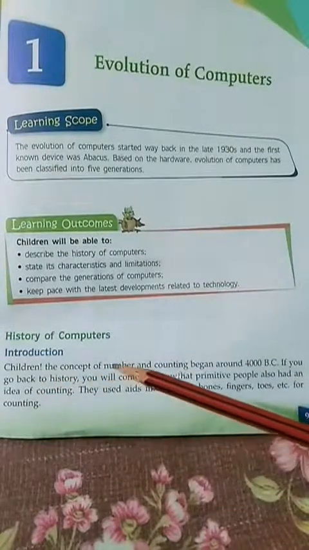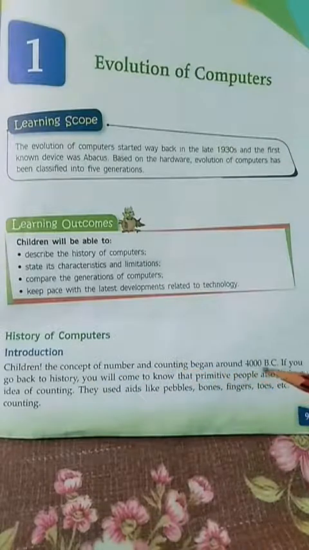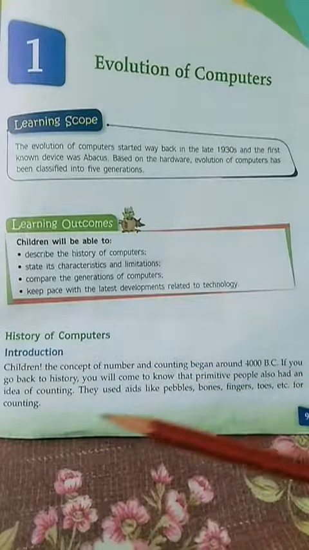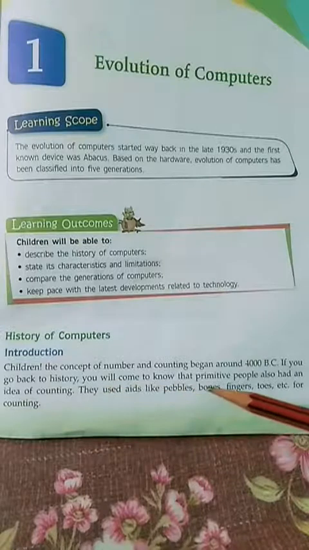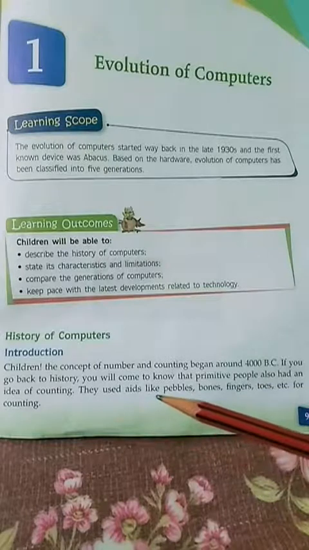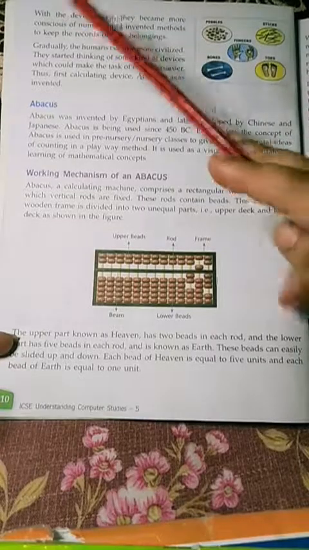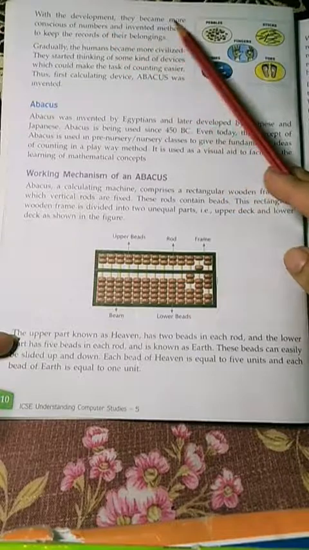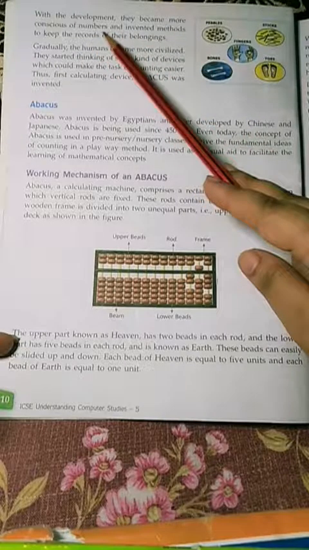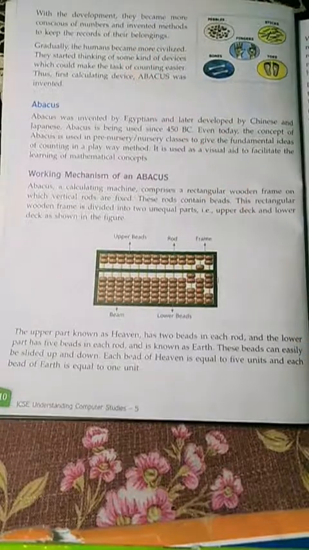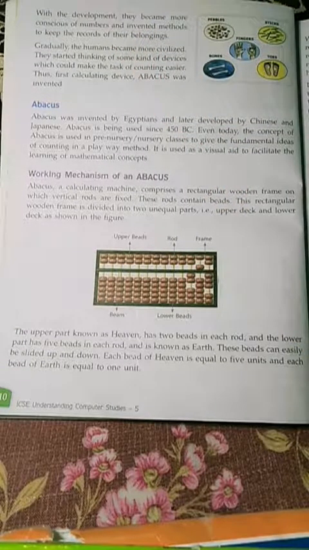Children, the concept of number and counting began around 4000 BC. If you go back to history, you will come to know they used aids like pebbles, bones, fingers, toes, etc. for counting. With development, they became more conscious of their belongings. Children, nowadays we do calculations with the help of computers and calculators.